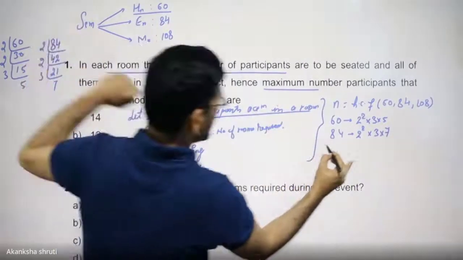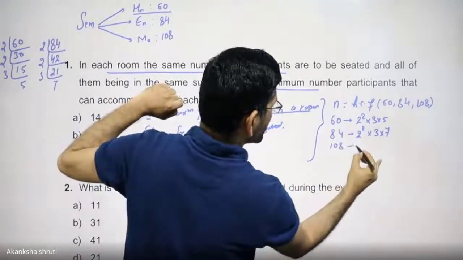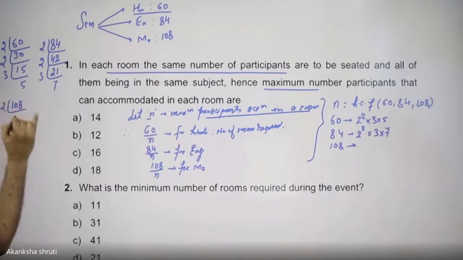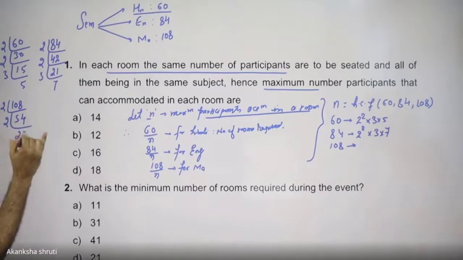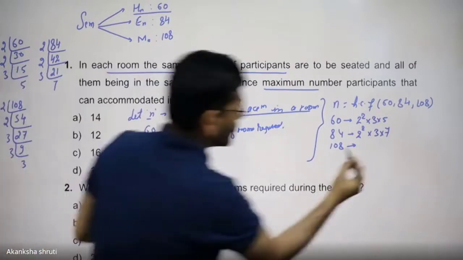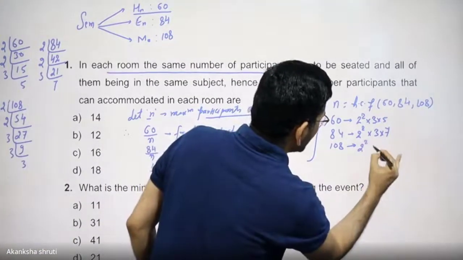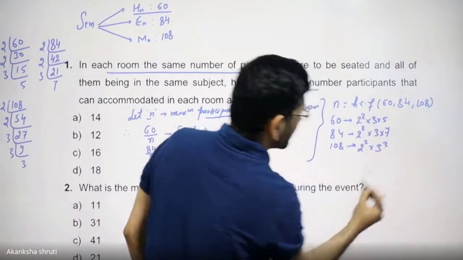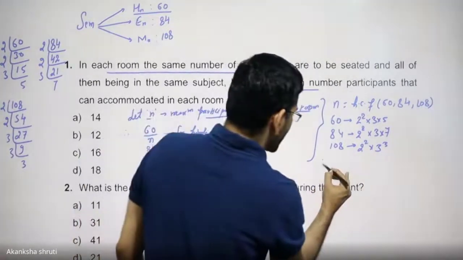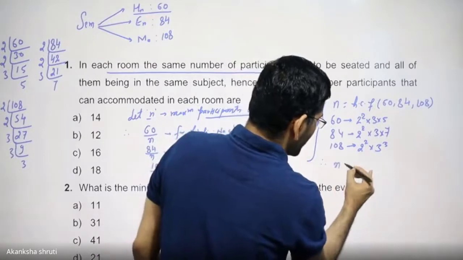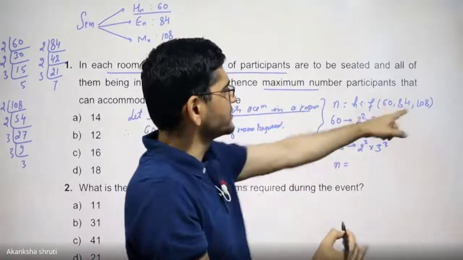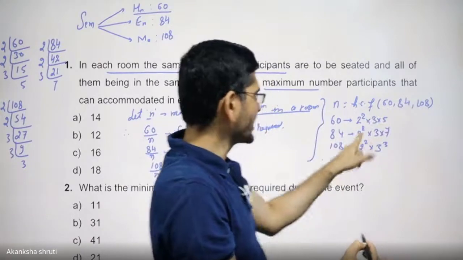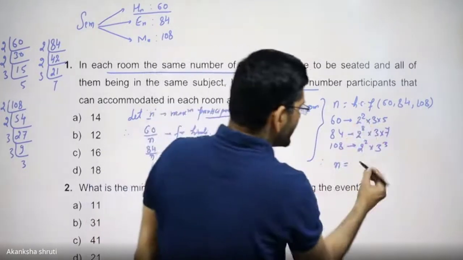Similarly, we have to go for the 108 also. So 108, 2, 54, then 2, 27, then 3, 9, then 3, 3. Means 2 square, 3 cube. So it is our 2 square into 3 cube. Now we have to get the HCF. The number of participants in each room is obtained by taking the HCF. For HCF, we have to take the common factor with their least power.